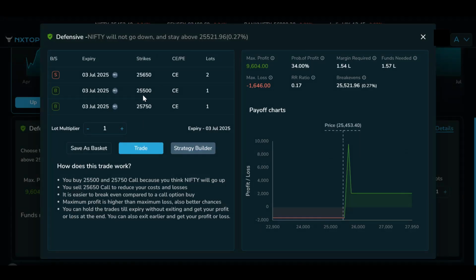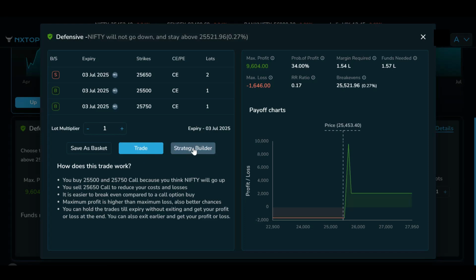That is, 25,500 call, one lot will be purchased. And along with that, 25,750 call will also be purchased. And 25,560 call, two lots will be sold. So if I'm okay with it, I can click on the trade and it will get executed.